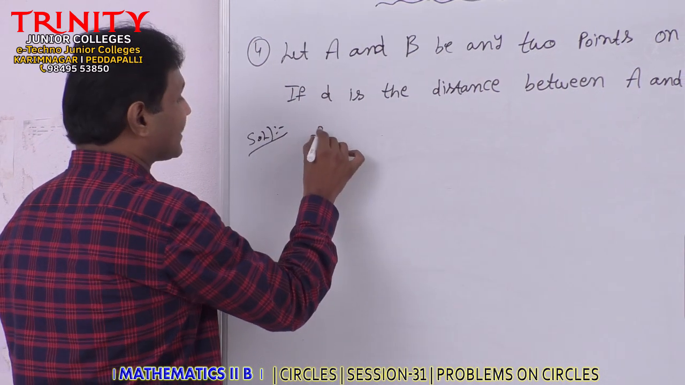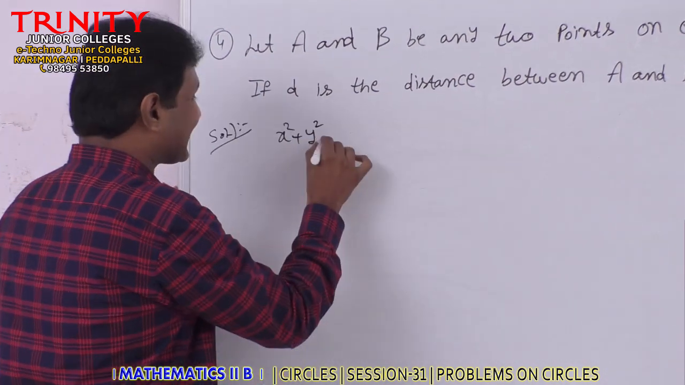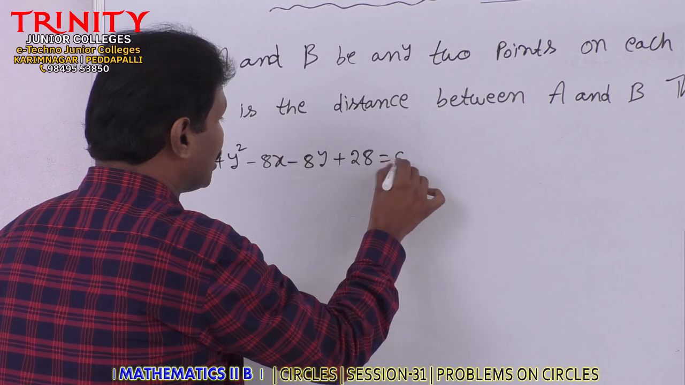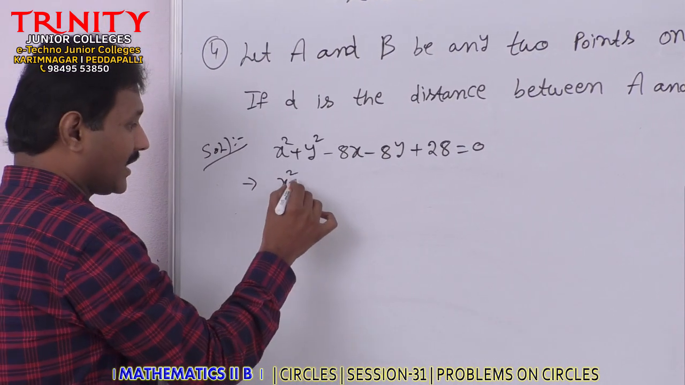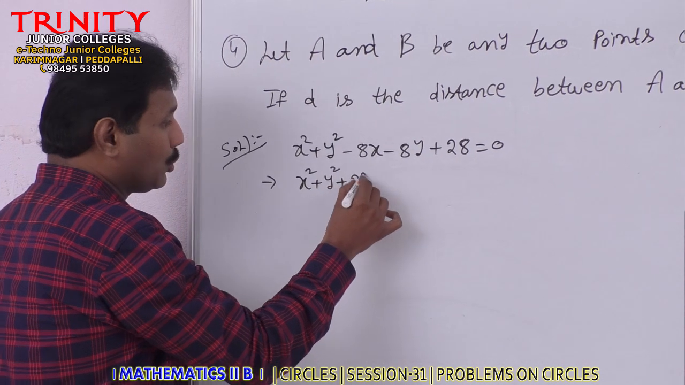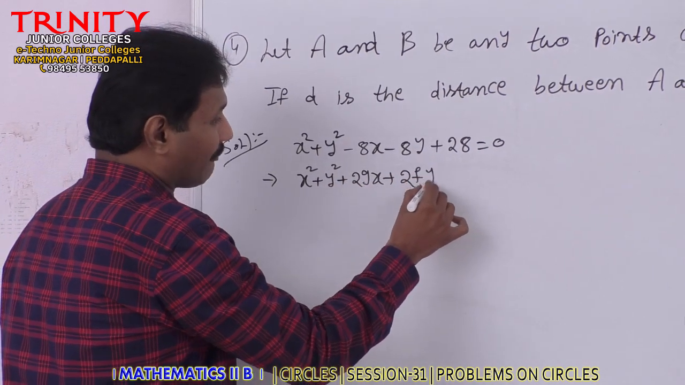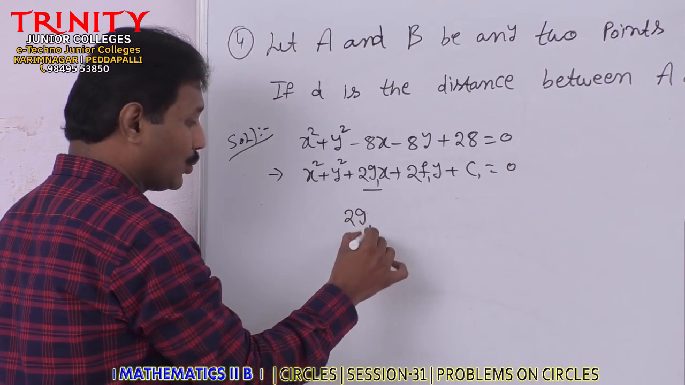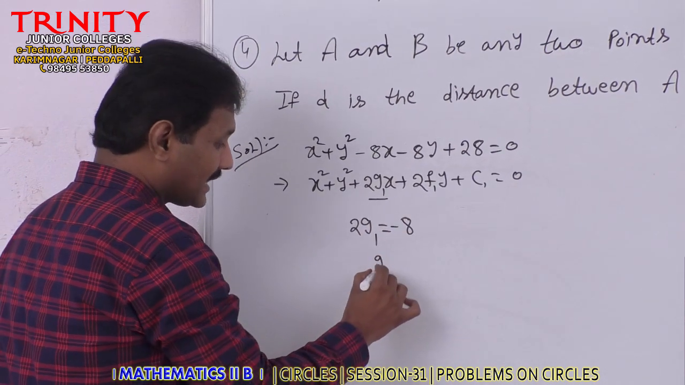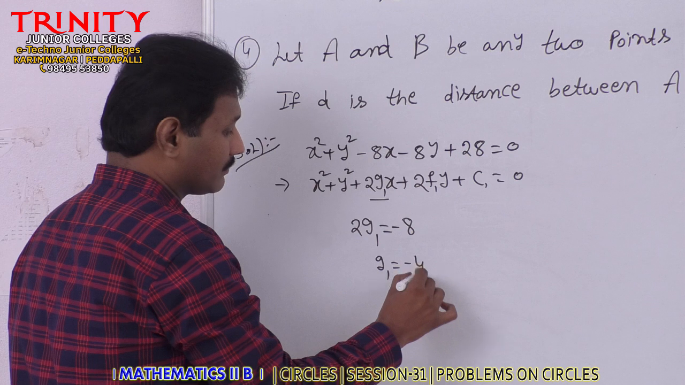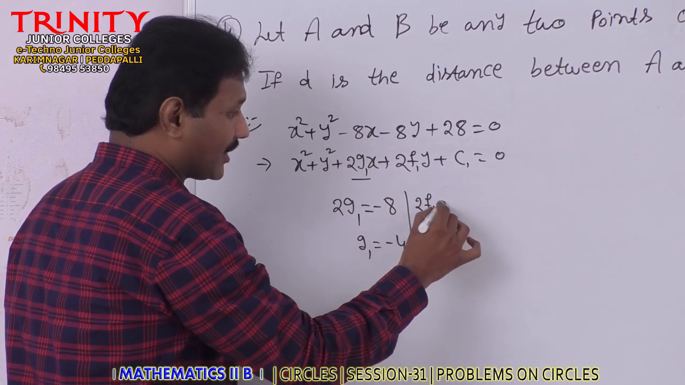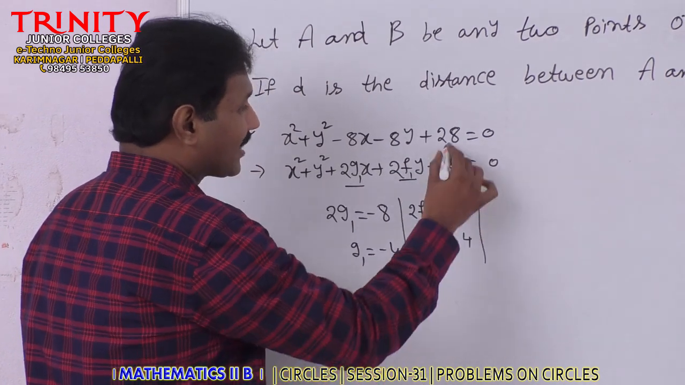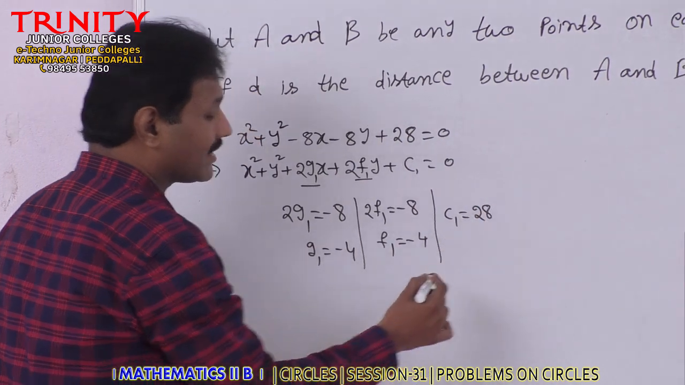The given circle is x² + y² - 8x - 8y + 28 = 0. This is of the form x² + y² + 2gx + 2fy + c = 0, with g1, f1, c1. Here the x coefficient is 2g1 = -8, so g1 = -4. The y coefficient is 2f1 = -8, so f1 = -4. The constant c1 = 28.